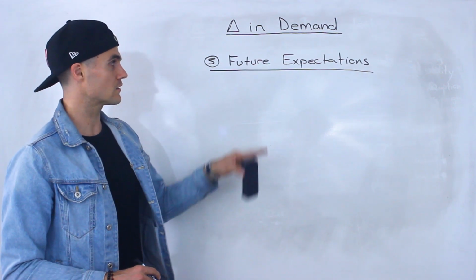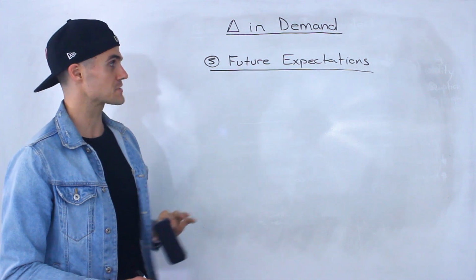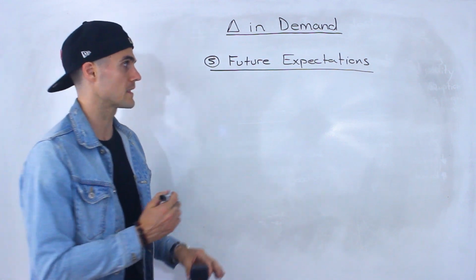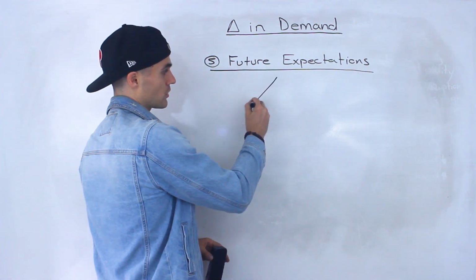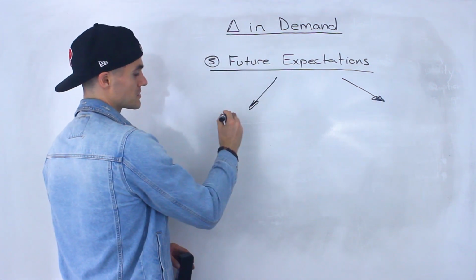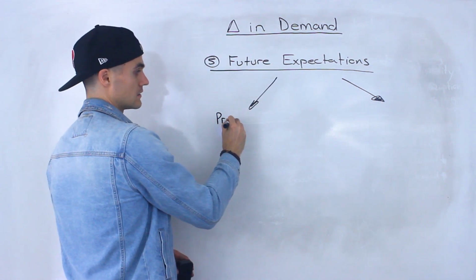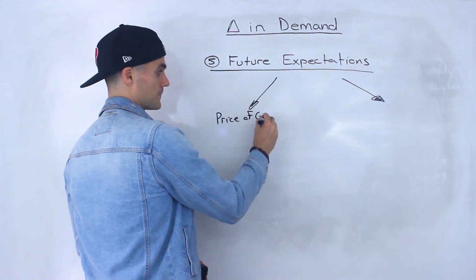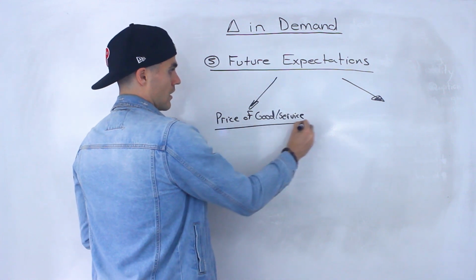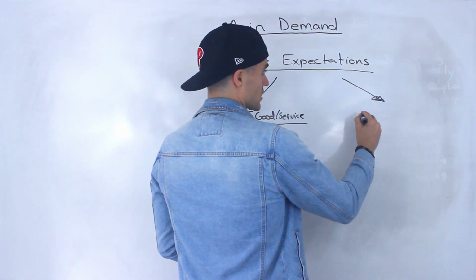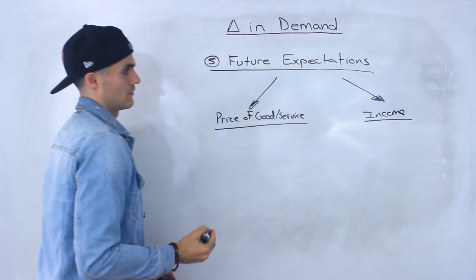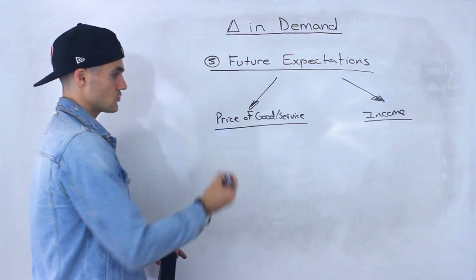And then the fifth factor, the final one, is future expectations. That's going to change the demand curve, shift it left or right. And future expectations, we can actually break down into two different cases. We can have future expectations about the price of the good or service we're looking at, and we can actually have future expectations about our income as well. And so these are pretty intuitive.